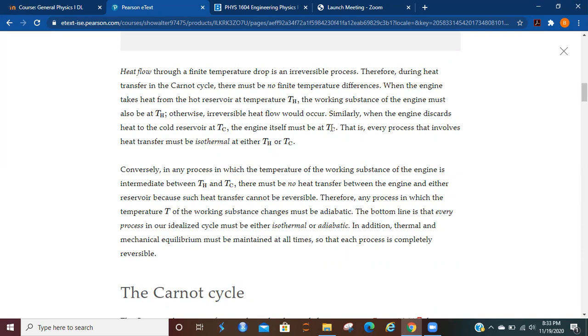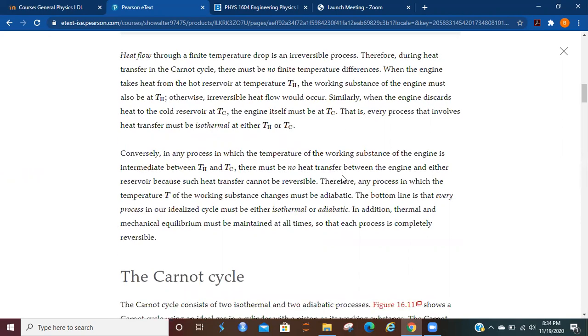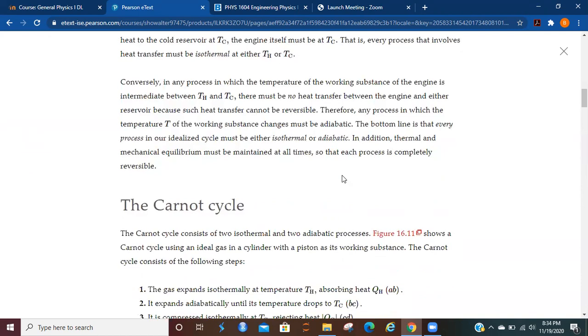Similarly, when the engine discards heat into the cold reservoir, the engine itself must be at that temperature. So every process that involves heat transfer must be isothermal. Conversely, in any process in which the temperature of the working substance of the engine is intermediate, in other words, in between those two, you can't have any heat transfer, because if you did, you would have an irreversible process. Therefore, any process in which the temperature T of the working substance is intermediate must be adiabatic. So the bottom line here is that every process in our idealized cycle must be either isothermal or adiabatic.